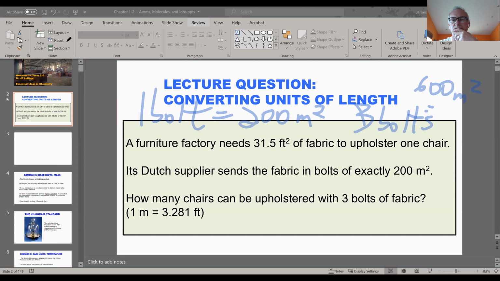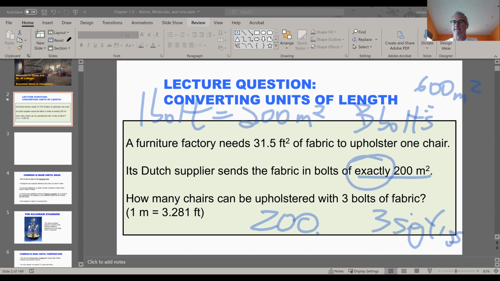That's at least one significant figure, right? 200 meters squared just has one significant digit, yep. So it really should be like 200 or something. Oh, actually, no, it says exactly 200. So we can assume that has three significant digits, actually, because it says exactly. It doesn't say about 200, it says exactly 200. So that would be at least three significant digits.